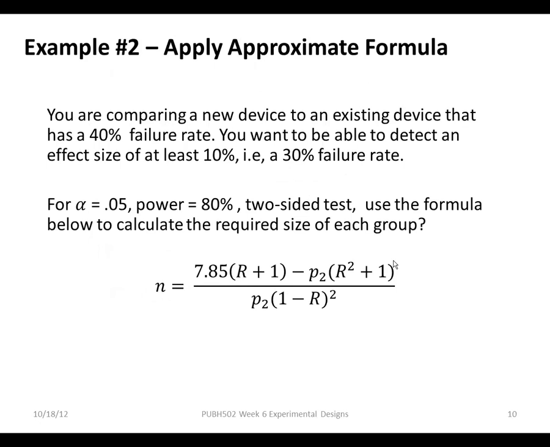Here we've got a new device, and we're comparing it to an existing device with a 40% failure rate. Of course, failure being a bad event. And we want to be able to detect whether our device can do any better. Can it get down to a 30% failure rate? Can we observe a 10 percentage point drop in the failure rate? So for alpha 0.05, power 80%, two-sided test, try using the formula here to calculate the group size required. And I would suggest stopping the video at this point and calculating this manually, see what you get.